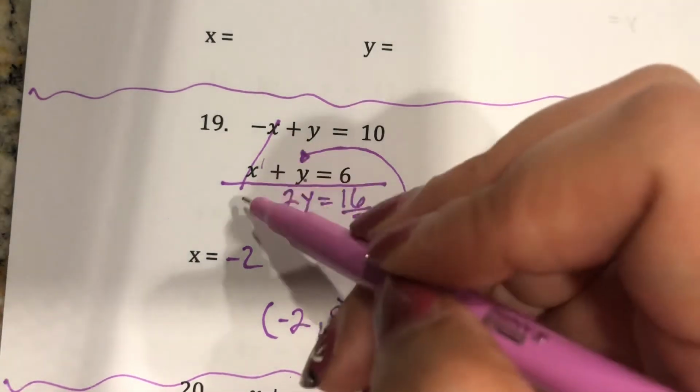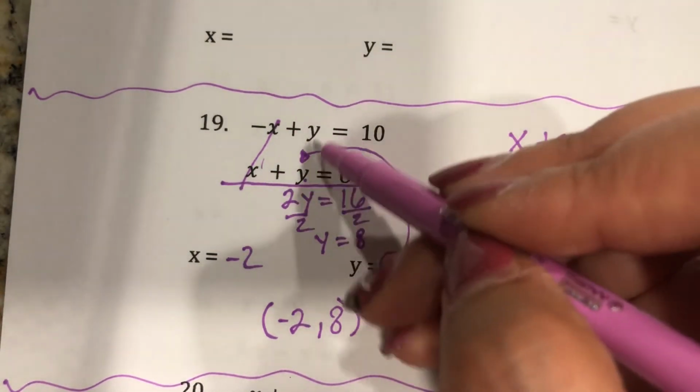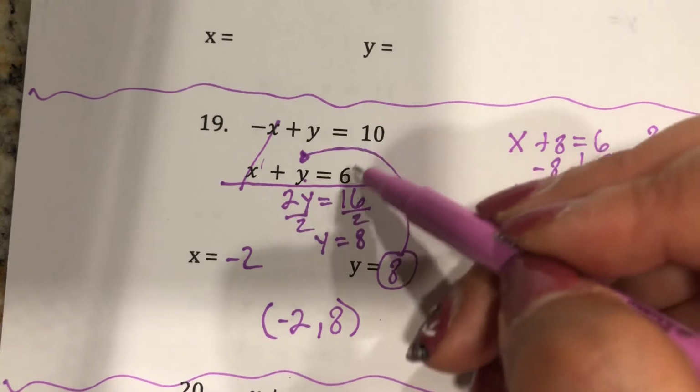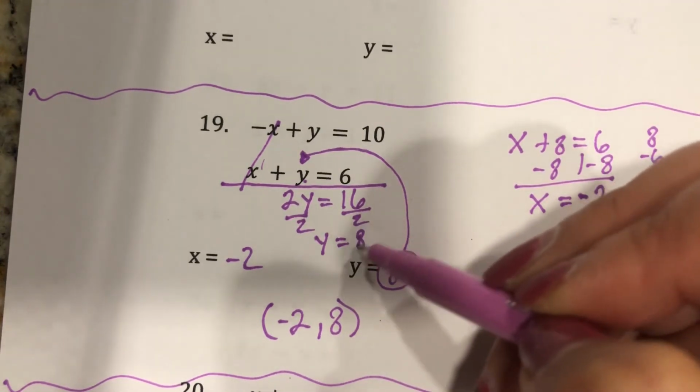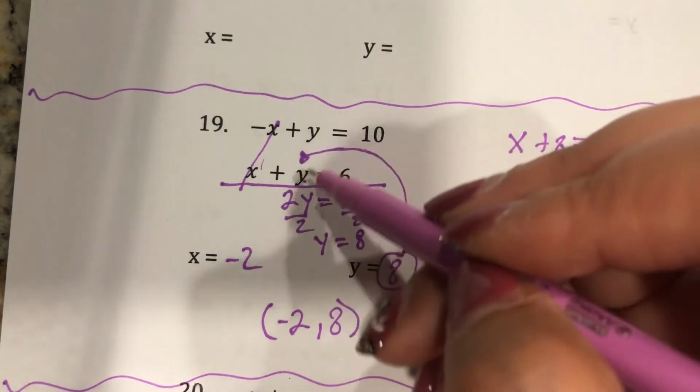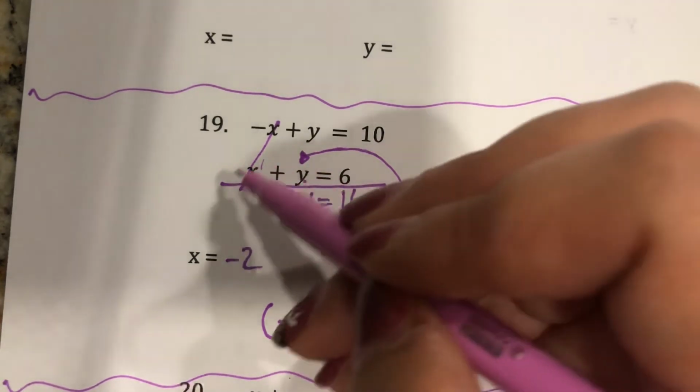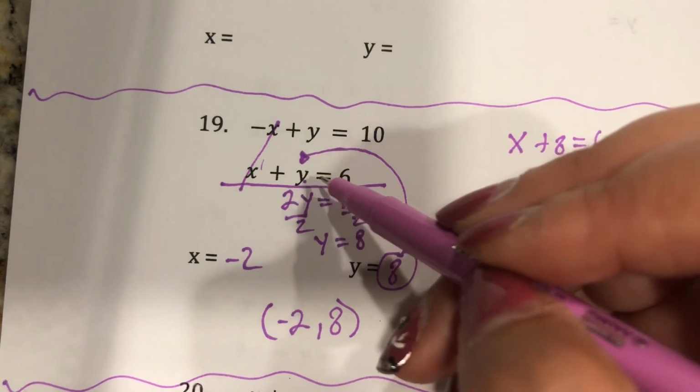So again, my x's cancel out. Y plus y gives me 2y. 10 plus 6 is 16. Divide both by 2. I get an 8. Substitute it in. It doesn't matter which one you pick. Pick the one that is easiest though, so it'll be the bottom one.